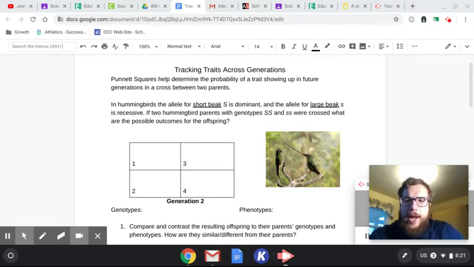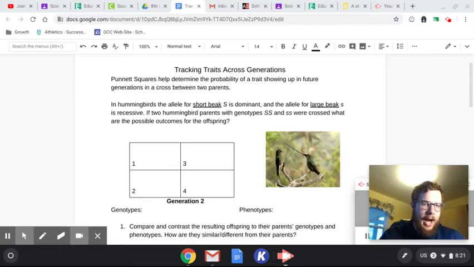So talking about tracking traits across generations. If you remember, a Punnett Square helps us determine the probability of a trait showing up in the future. I'm just reading that top line there. In future generations and across between two parents. Remember, Punnett Squares, they're not telling you that you're having 4 offspring. They're telling you what are the odds that one of your offspring are going to look a certain way or have a certain genotype. So a Punnett Square is not about having 4 offspring, instead it's figuring out a ratio or a probability, 1 in how many chance that I'm going to get this particular trait or this particular offspring.